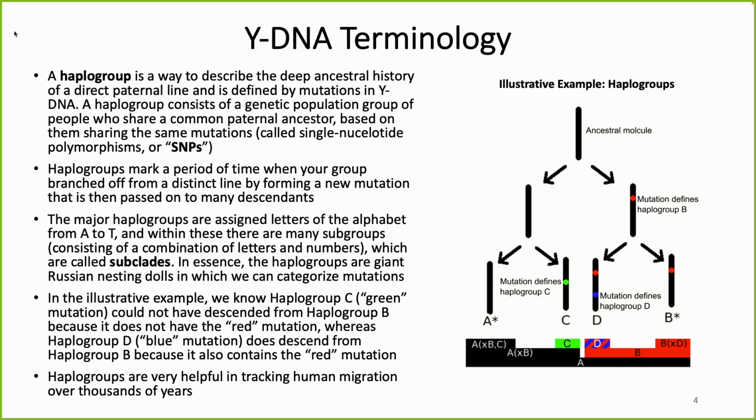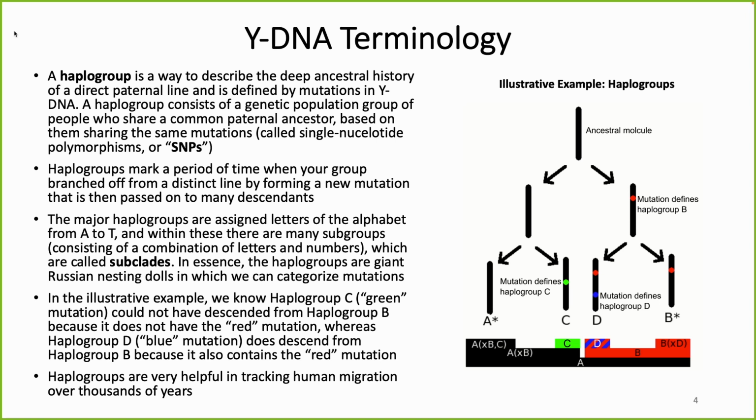So if everyone in the group is part of the same haplogroup, that means they all share the same mutations in their Y-DNA. And those mutations are called SNPs, single nucleotide polymorphisms. That's another term for mutations. So everyone who is part of the same haplogroup shares the same mutations. Haplogroups help mark a period of time when your group branched off from a distinct line by forming a new mutation that is then passed on to its many descendants.